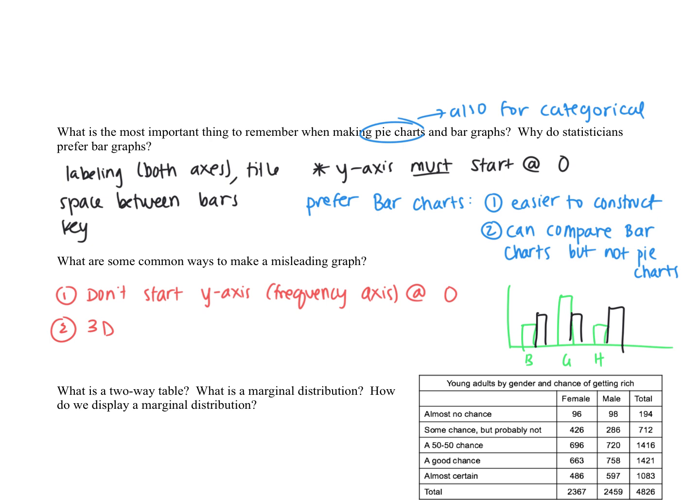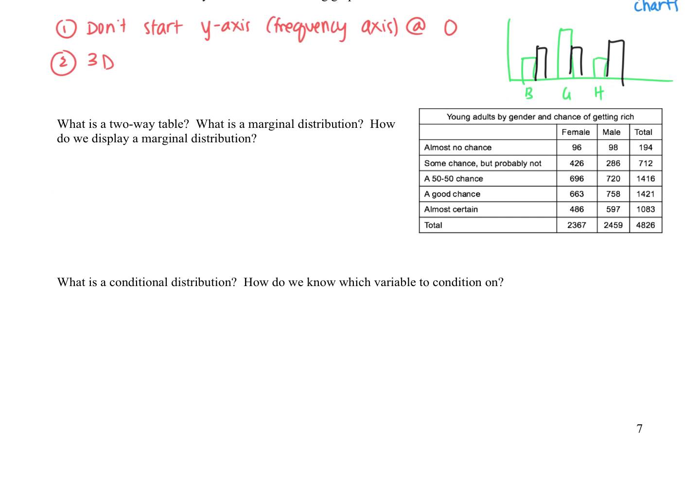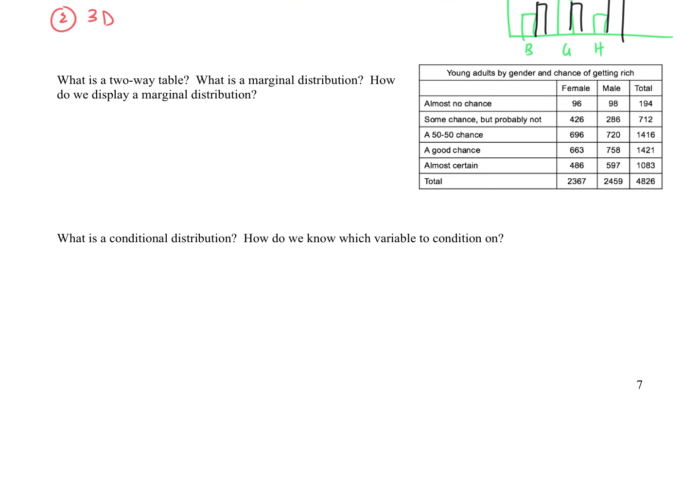Okay, so now let's talk more about categorical variables. So we're going to look at some more vocab, but we're going to get into actually doing some things, not just vocab now. Next thing we're going to talk about is a two-way table. A two-way table is what you see at the right. A two-way table displays the responses for two categorical variables.